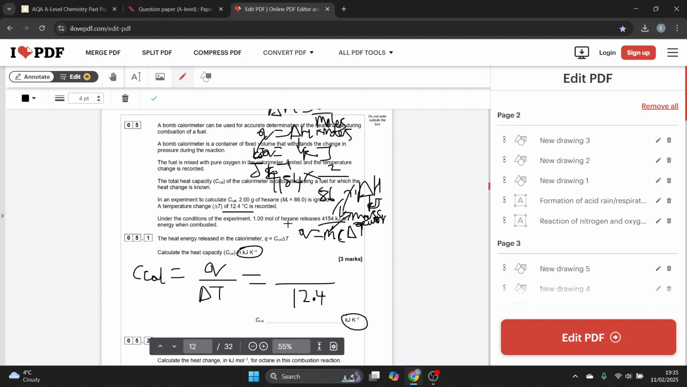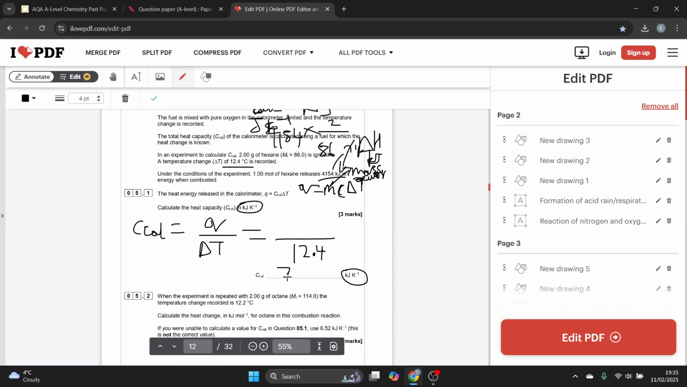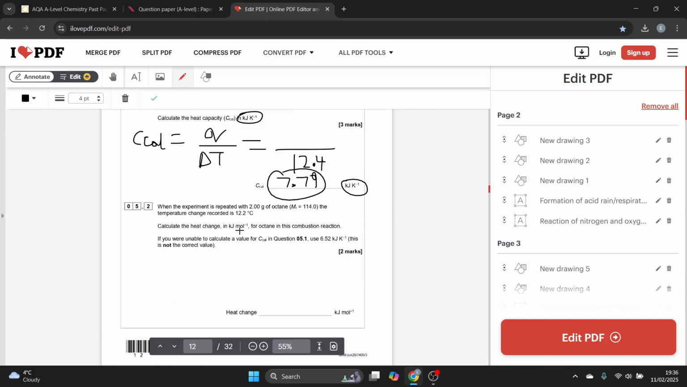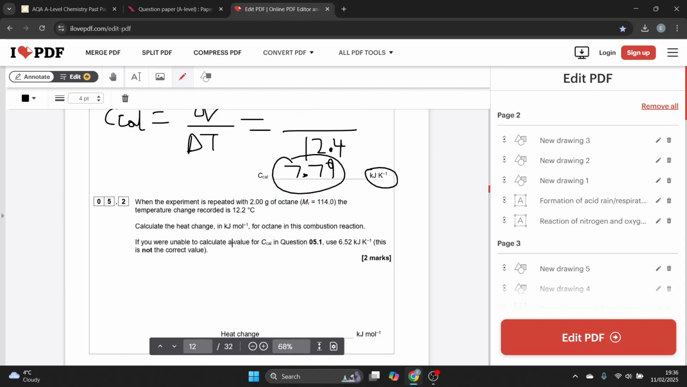So now it's doing the opposite. Like normally it expects us to convert. Now it's trying to trick us into converting it, these type of questions, when in reality we don't need to convert at all. Then it says calculate the heat change for octane in this combustion reaction. And I know experiments are heated with this much of octane. Temperature changes that. Calculate the heat change.